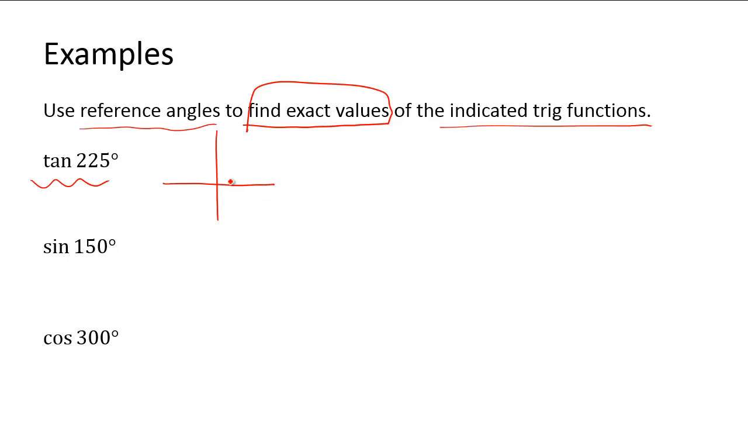Well, 225 is less than 270, so it's somewhere here, but it's bigger than 180. So all you need to do is take away 180. So you know that tan 225 is going to be plus or minus the same as tan of whatever 225 minus 180 is, which is tan 45. And we know that 45 is a special triangle, and also note that since you want exact values, you can't use a calculator to get them.